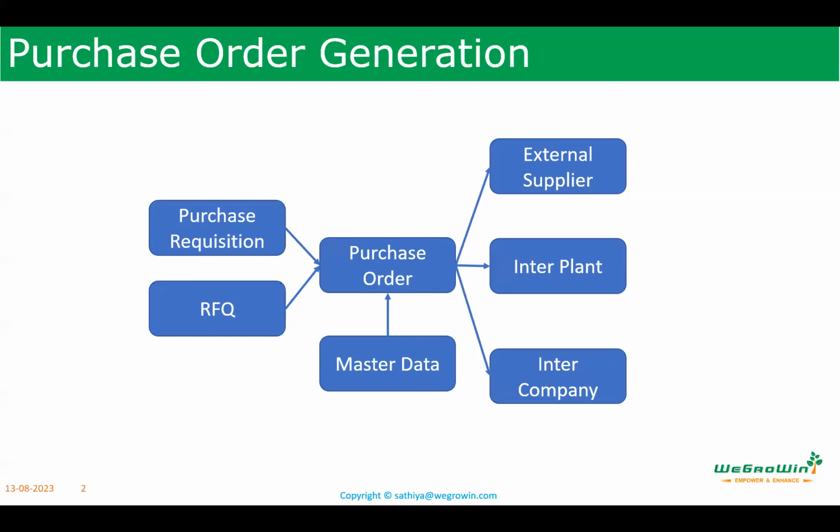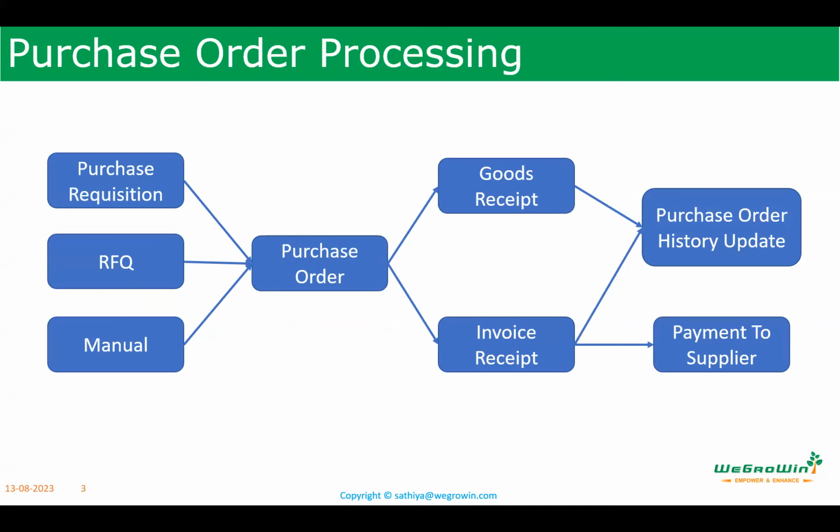So purchase requisition can be converted into purchase order. Again, there also we need to have master data. If there is no master data, what are the impacts? We'll see them. Purchase order can be for an external supplier, or it may be for interplant, or maybe for intercompany. Here we'll be discussing external supplier. If time permits, we'll discuss interplant, but we will not cover intercompany, because intercompany involves sales and MM also. So I'm not covering it here.